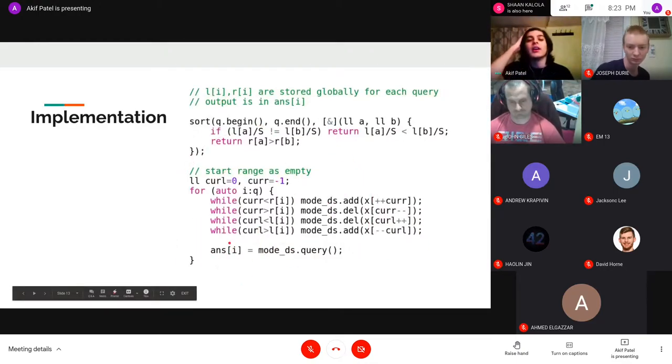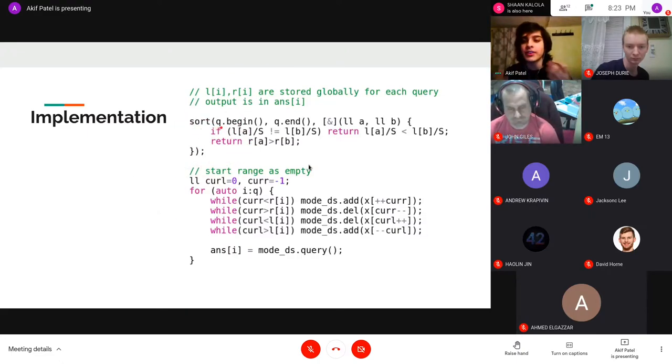So we start out by setting q to just be the indexes of the queries. There's a few ways you can implement it. This is the way I like to do it: you just fill q with the indexes of the queries, from 0 to the actual number of queries, right? And then we sort it. We sort it in the way that I mentioned before, using Mo's comparator, right? So let's see how this is Mo's comparator. By the way, we've stored L and R for each query globally. So we've stored the endpoints for each i globally, right?